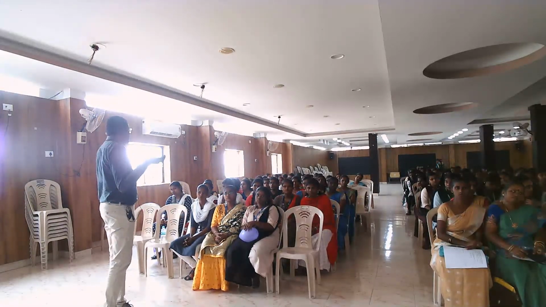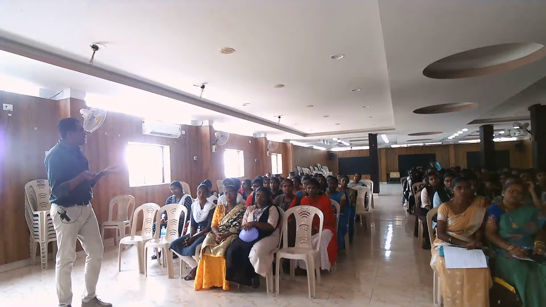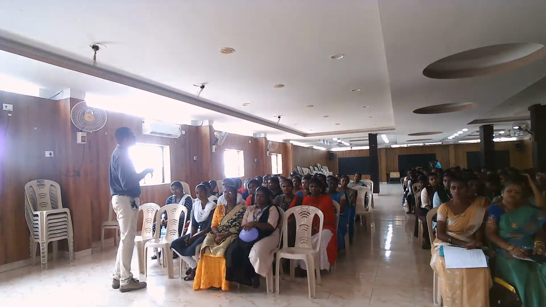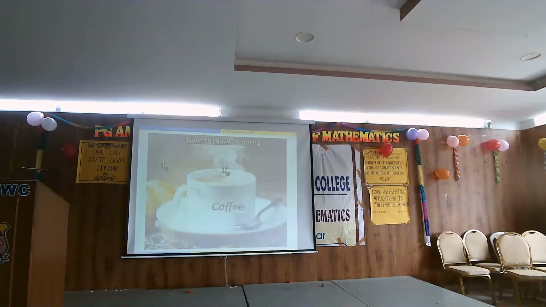It means the object's temperature. And then, what is the temperature of the surrounding? The temperature of the surrounding is like our room temperature. Right now, our room temperature is like this, because we have the cooler. If you are outside, you have 34, 33 Celsius. So that is the surrounding temperature we need to consider.